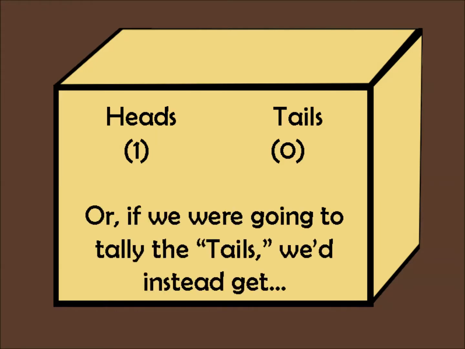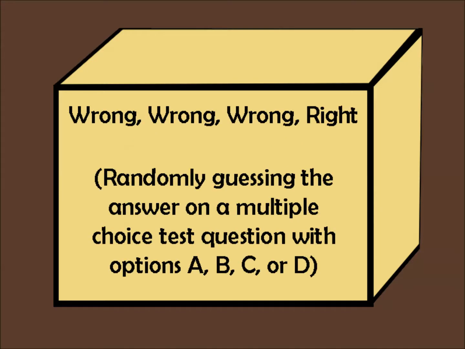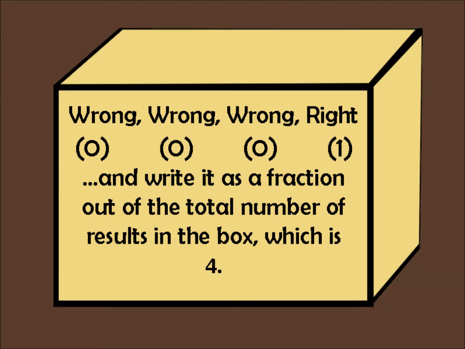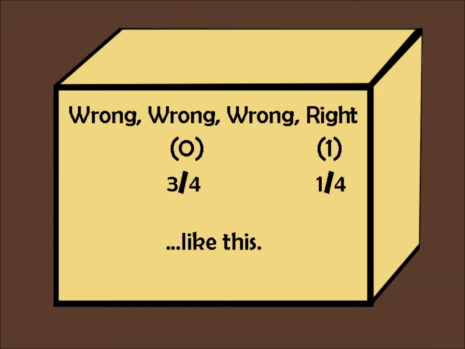If we were going to tally the tails, we'd instead get 1 out of 2 results are heads, but that has a 0 underneath it now, and 1 out of 2 results are tails, which has a 1 now. If we were going to do the multiple choice test question, how many results are there? Well, there are 4 results possible, and 1 of them is right. So if we set that up, we would write it as a fraction out of the total number of results in the box, which is 4, and we'd put 1/4 would be right, and that means that 3/4 would be wrong. And we would write it like this, and this is critical in a box model.